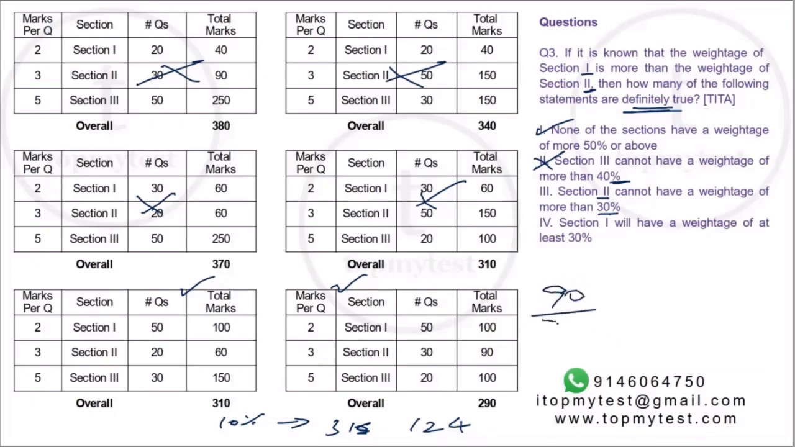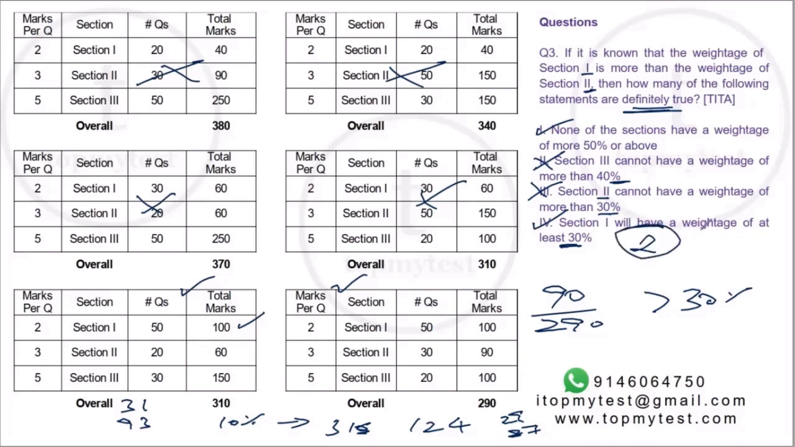90 out of 290 has to be more than 30%. Right, 90 out of 300 is 30%. So 90 out of 290 has to be more than 30%. So this is out. And the last one, section 1 will have a weightage of at least 30%. This is true. 10% is 31. 30% will be 93, more than 30%. 10% is 29. 30% will be 87. Again, 100 is more than 87. So first statement and the fourth statement are true. I need to mark 2 as the answer.